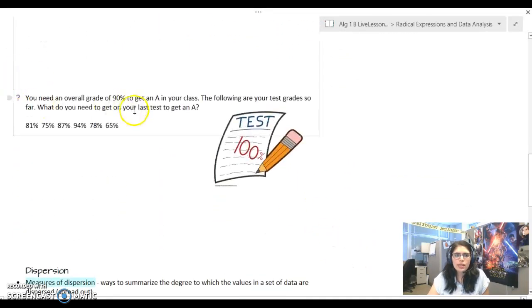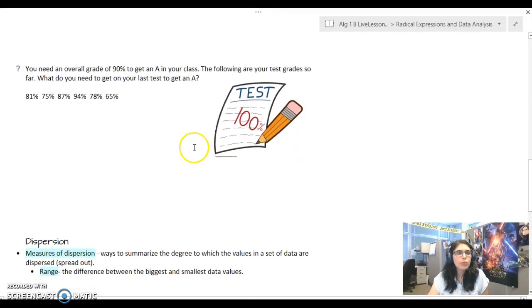All right, this is what I would consider one of the most useful life skills that you can have. It says you need an overall grade of a 90% to get an A in your class. The following are your test grades so far. What do you need on your last test to get an A? So I want it to be at least 90. I want my average to be at least 90. And I have all of the rest of these, and there are 6 total there.